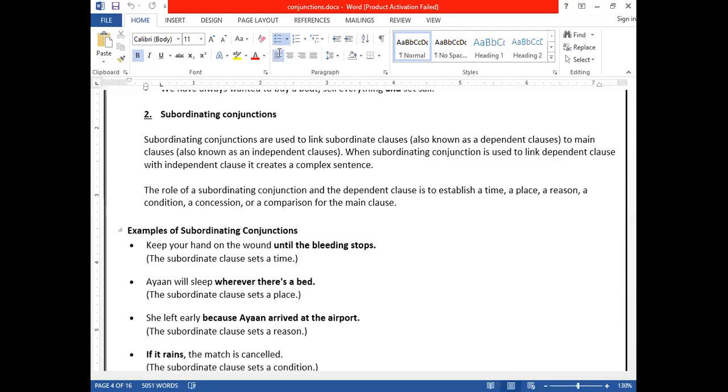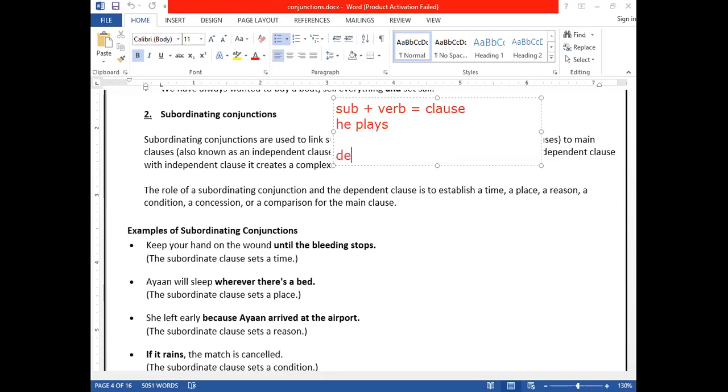Clause, if you have forgotten, let me repeat it for you. A clause is what we call whenever there is subject plus verb. Whenever there is a subject, and for that subject you have a verb, like if I say "he plays", we can call it a clause. Why? Because we have subject plus verb. Then clauses are of two types. Number one, that is dependent.